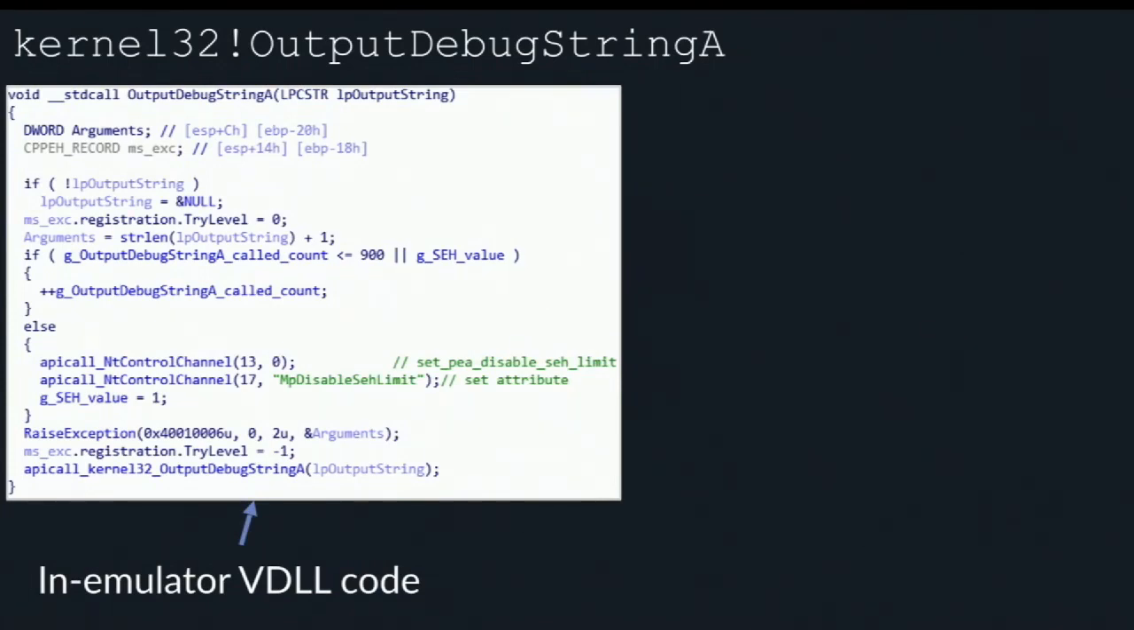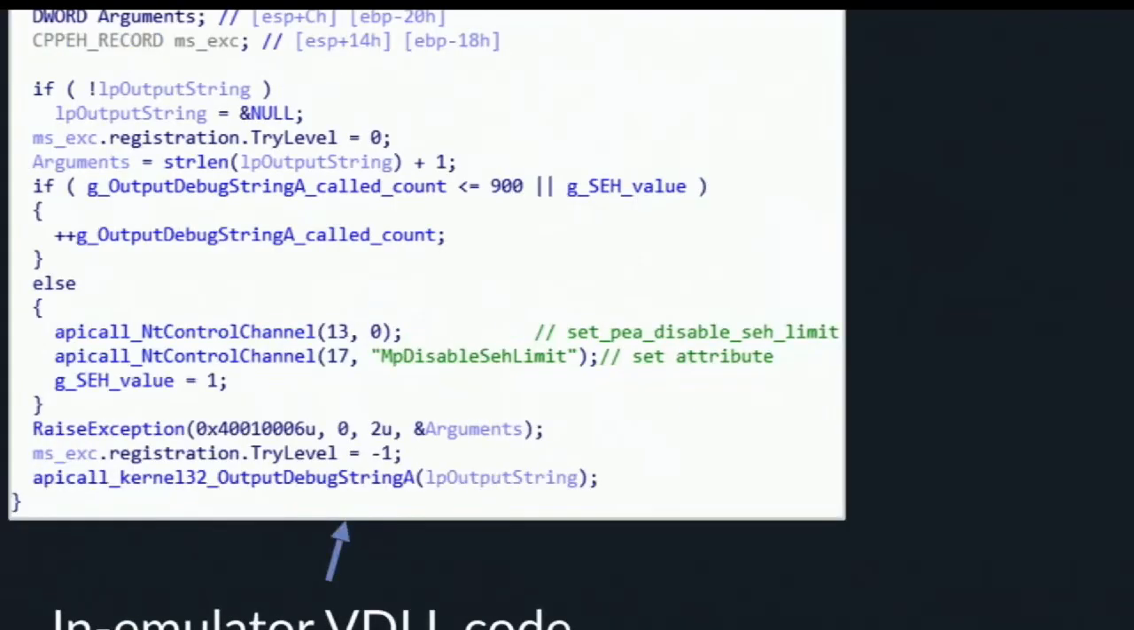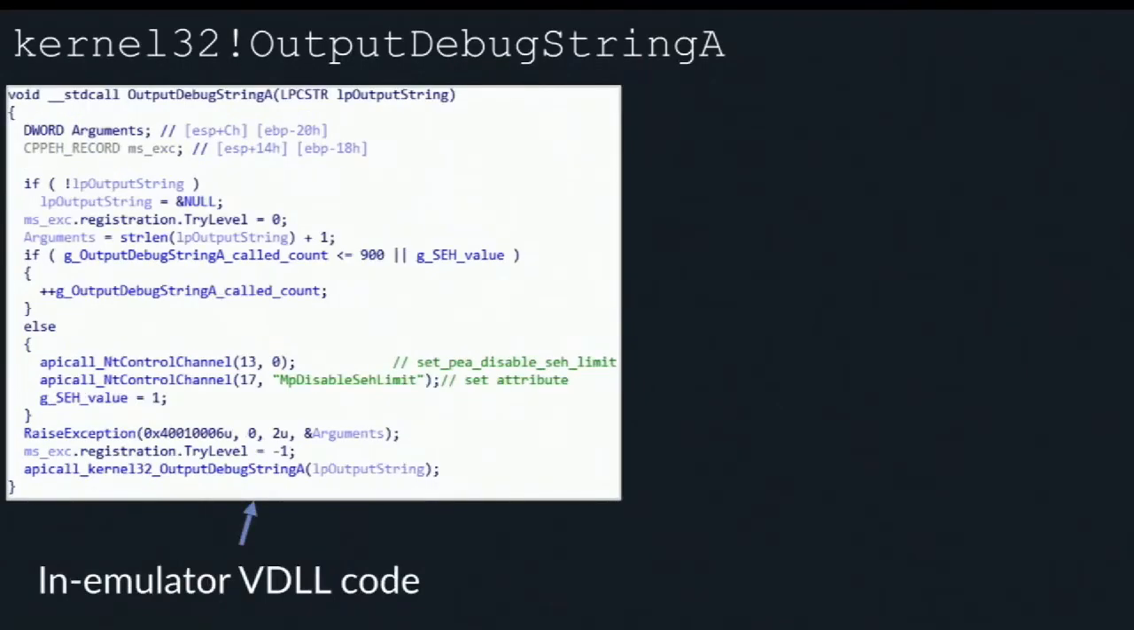Inside Defender's virtual DLLs, inside the virtual file system, they have an emulation of kernel32 OutputDebugStringA. It's going to do some things like, for example, check was OutputDebugStringA called over 900 times. Maybe you have malware that just repeatedly does OutputDebugStringA and they want to know that. So they'll keep a count of how many times it was called. Then they're going to ultimately resolve down into a call to API call kernel32 OutputDebugStringA.